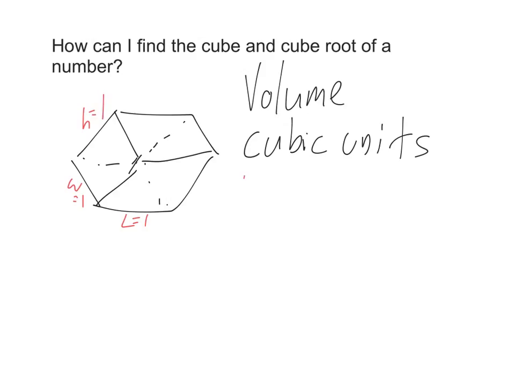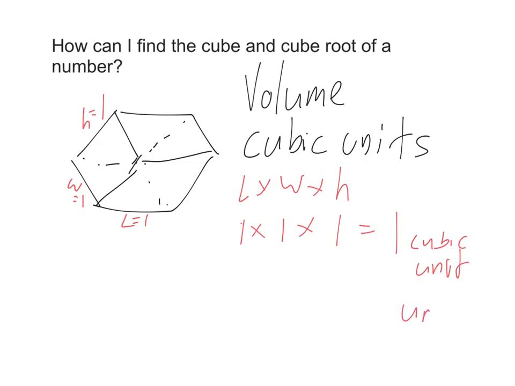To figure out volume, we multiply length times width times height, and if they're all 1, you get 1 cubic unit, or you could write that as unit cubed with an exponent of 3. And this is where you get the term find the cube of a number. If you have the unit cube, it is 1 cubed, which would equal 1, because 1 times 1 times 1 equals 1.